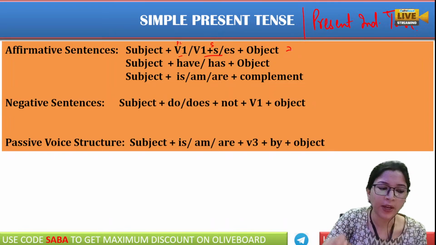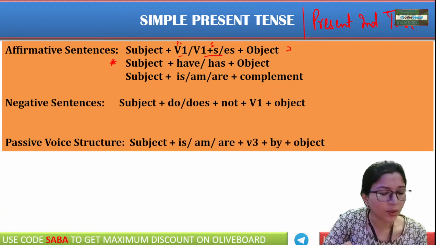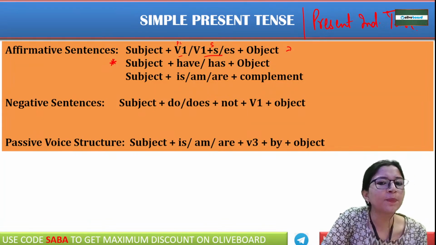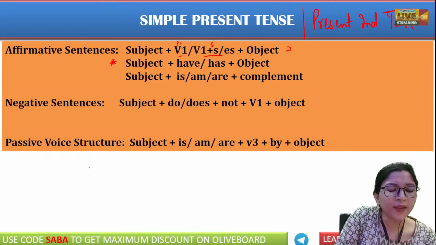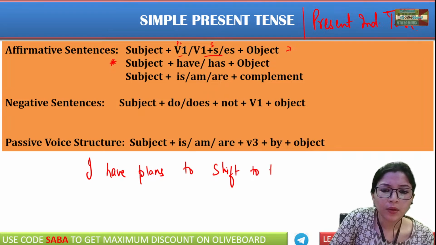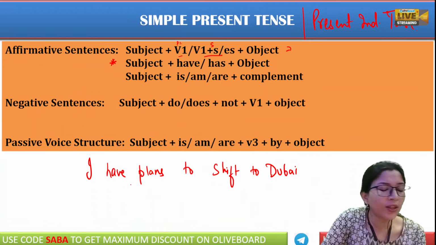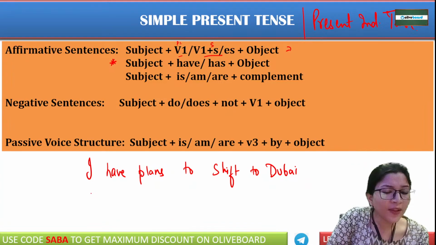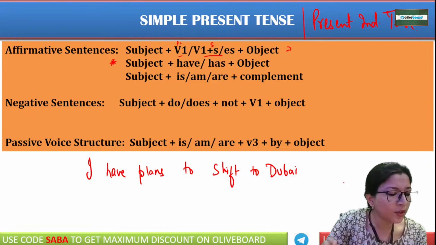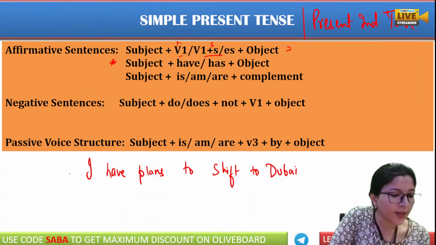This is the common structure that you all know. Now this structure is very important that every one of you should focus on: subject plus have/has plus object. Okay. Now if I say I have plans to shift to Dubai, is this sentence wrong? Because this is the structure where many of you get confused. Okay. So if I say I have plans to shift to Dubai, is it right or wrong? Quickly tell me. Everyone, I want to know. Is this structure correct or incorrect? ये सही है या गलत है?